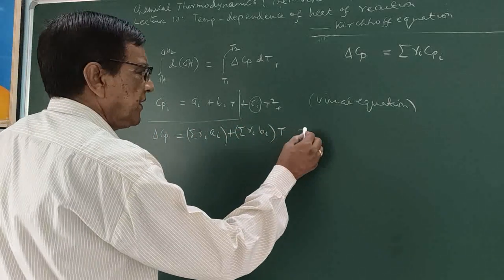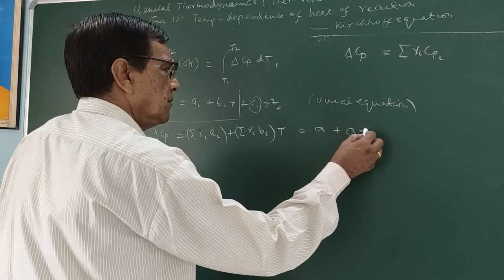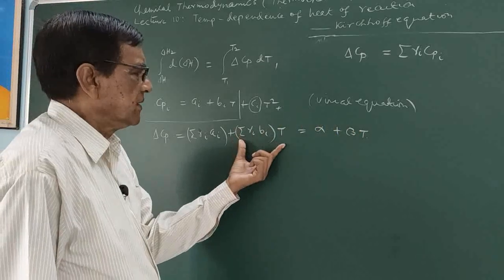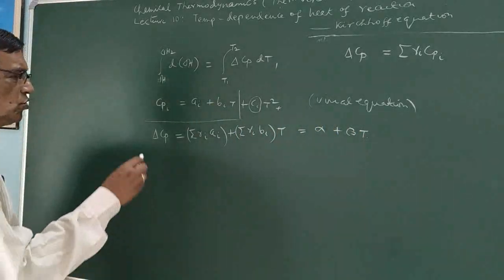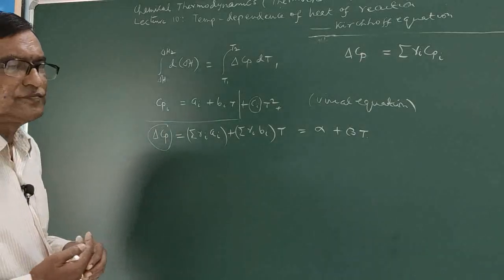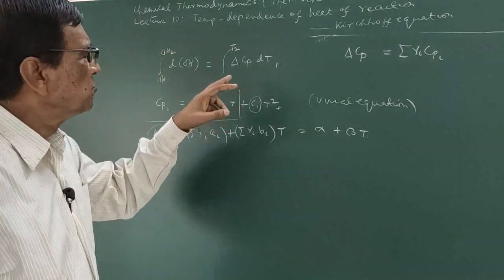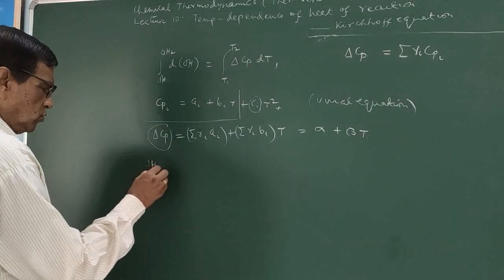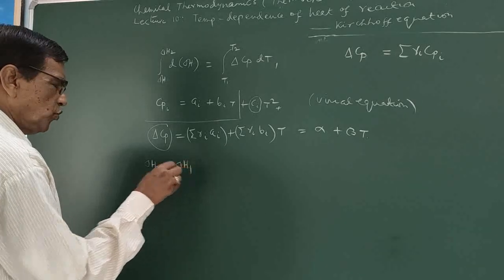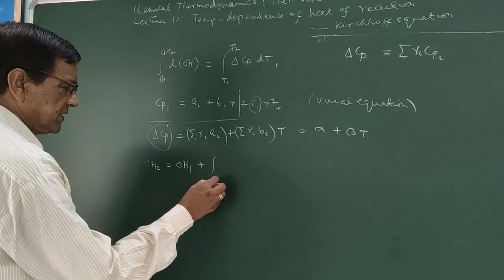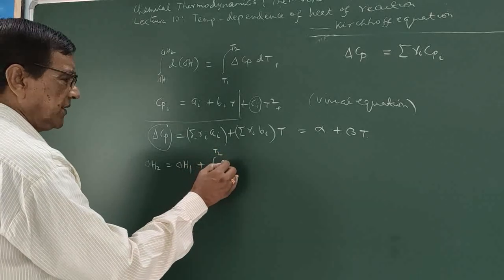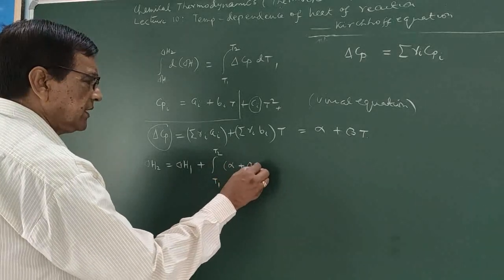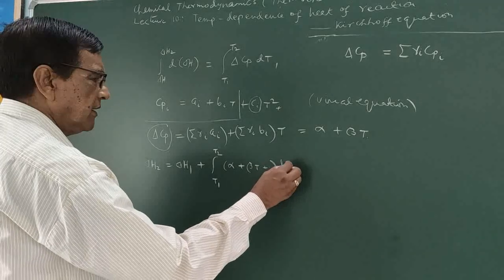Then this one could be written as alpha plus beta T. Alpha is the temperature independent term and beta T is the temperature dependent term. So these relations we have developed, and we can put here del H2 equal to del H1 plus the integration from T1 to T2, and here instead of del Cp we can write alpha plus beta T plus dot, dT.